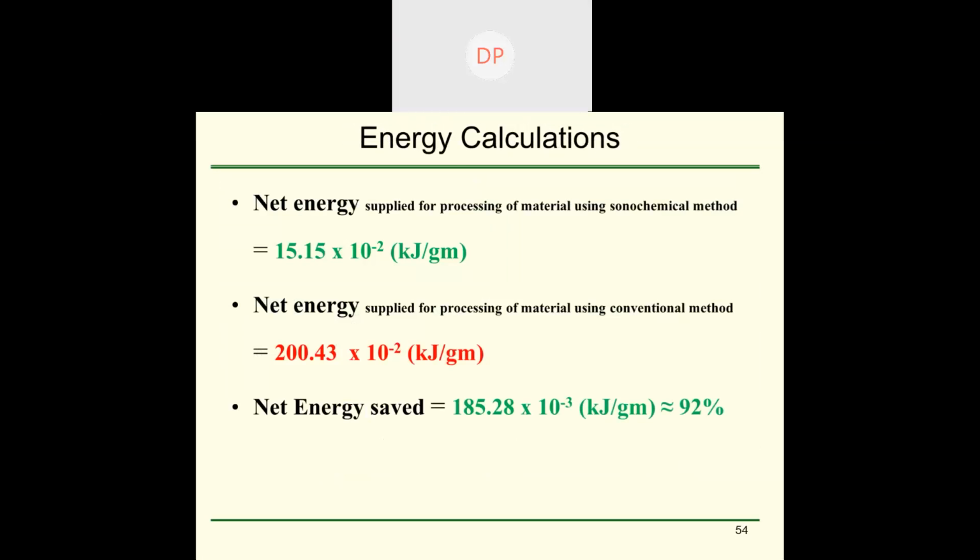Next slide. We have also done the energy calculation for this type of material, and considering 4 hours as against 20 minutes, you can easily save up to 92% of energy, which is again huge.